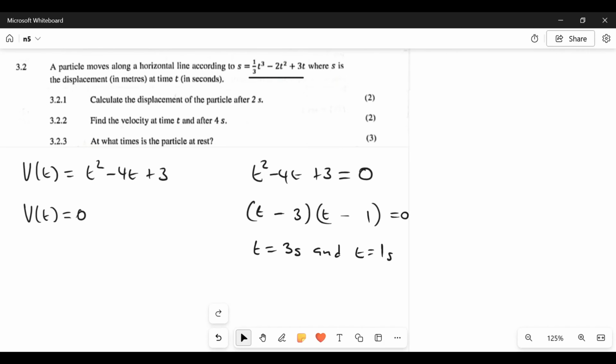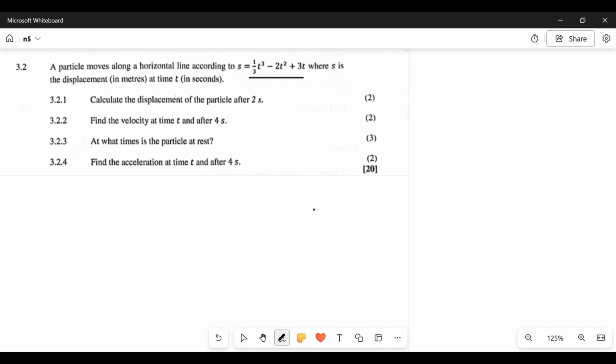We are done with 3.2.3. Let's do the last question of this question 3, and then we are done with question 3. All right, here's our last question. Now, last question is 3.2.4, which is this one here. It goes like this: find the acceleration at time t and after 4 seconds. So acceleration, how do we calculate acceleration?